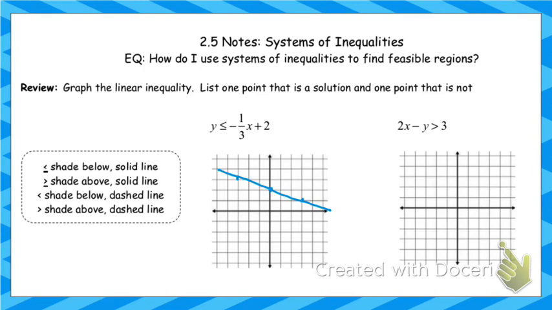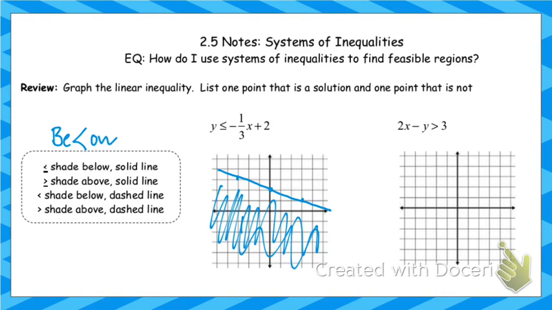If we have a less than symbol, we're going to shade below the line. And just kind of the way to remember that, the L pretty much looks like a less than symbol. So if it's a less than, we shade below the line. All right, so let's look at this next one.